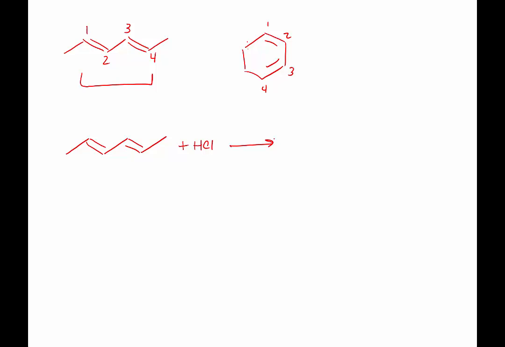So, can we do this? Well, what am I going to add to the double bond? H plus. All right, so where am I going to add H plus to? Carbon 1, but then I need to remember there's my 4 carbons. So I'm going to add the H plus to carbon 1, and I get that carbocation.